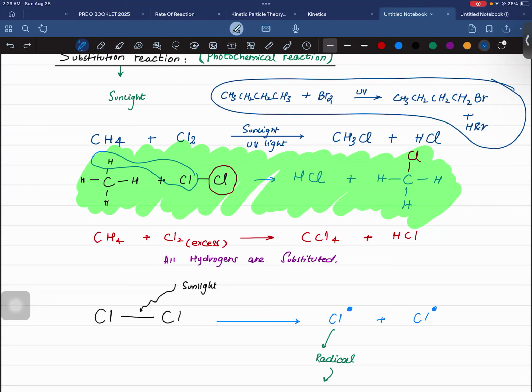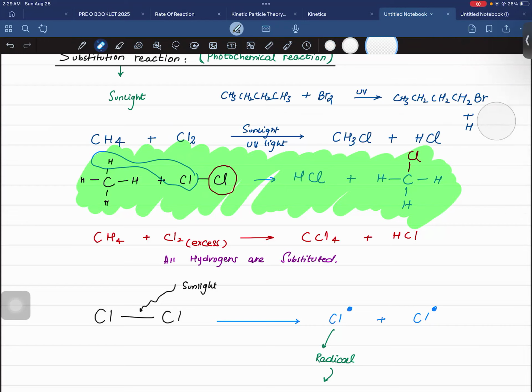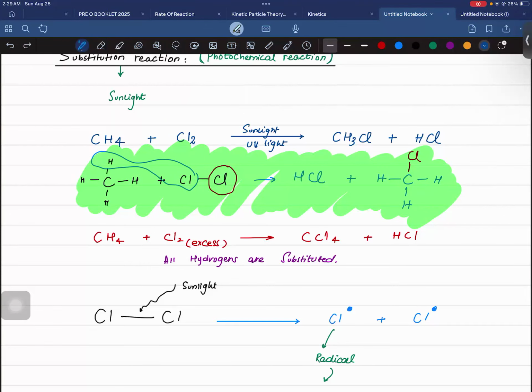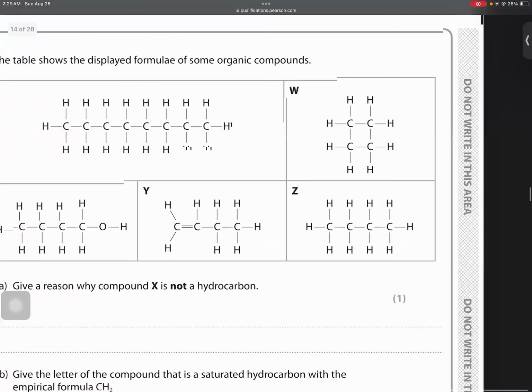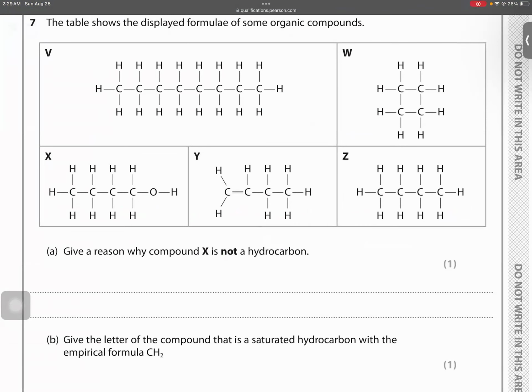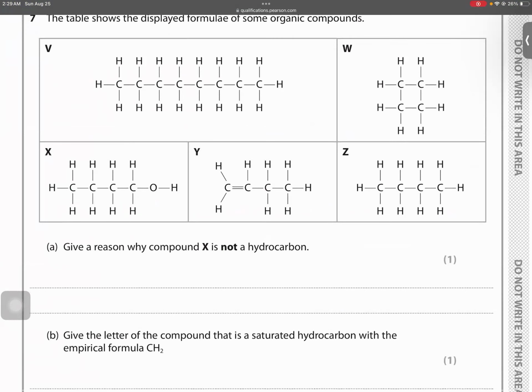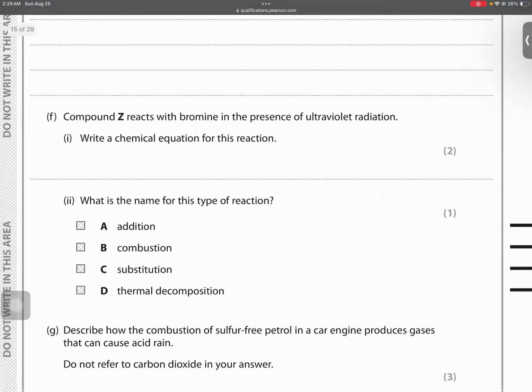Are you getting my point? So you can substitute any one of the hydrogens from here, because the reaction is going to take place in the presence of UV light. So always remember, when there is a reaction in the presence of UV light, only a substitution reaction can take place. So the hydrogen would be substituted by any halogen. Any halogen means that it may be chlorine or it may be bromine.